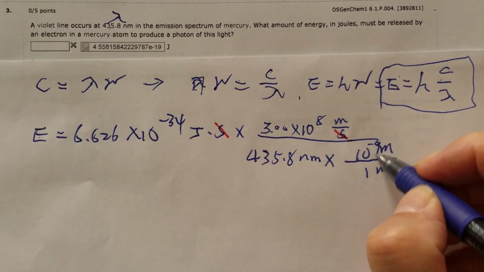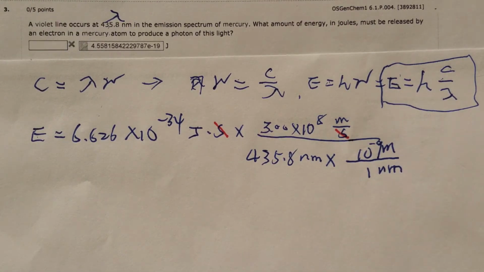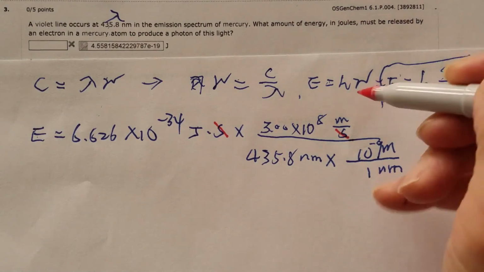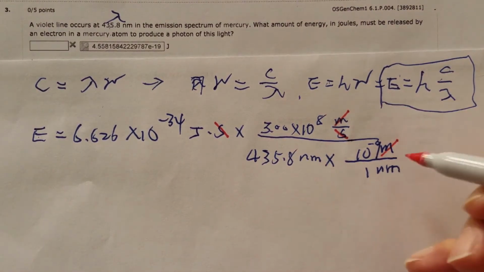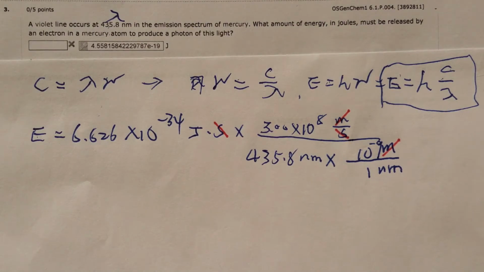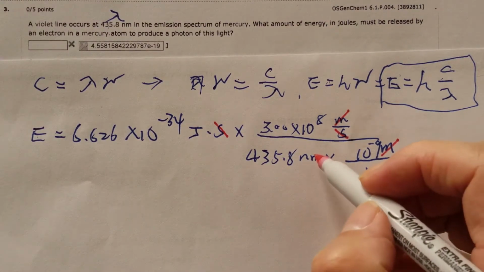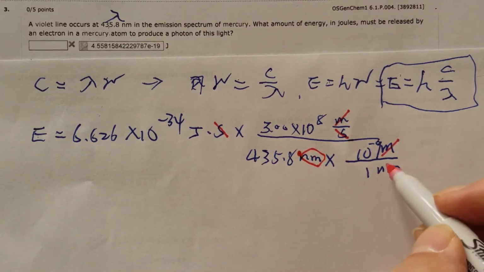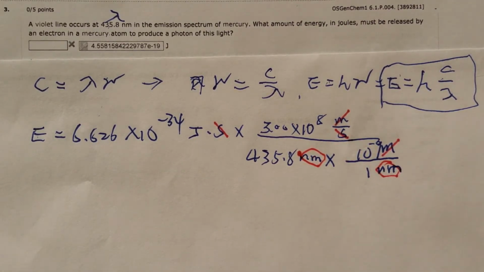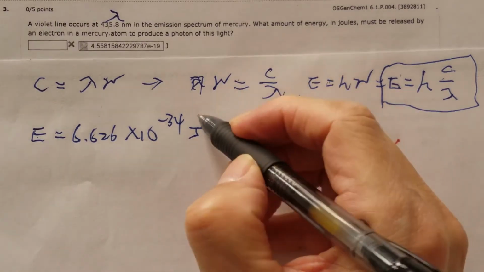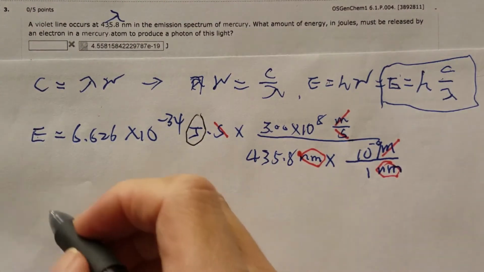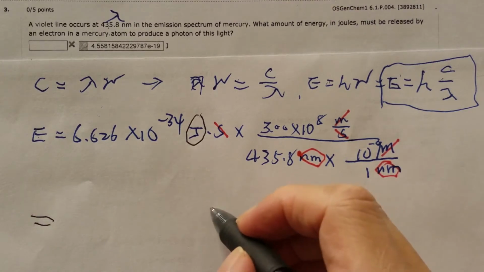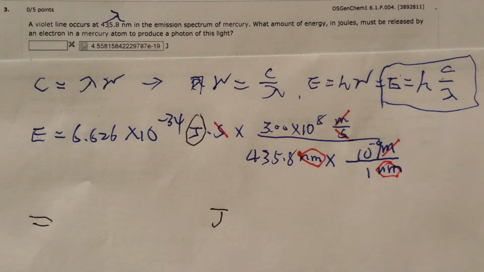10 to negative 9. Okay? So this way, meters can be cancelled. And now, nanometers also cancelled. So what is left? It's only this unit, joule, that is left. So that should be the unit for the final answer. I'll put that in there.